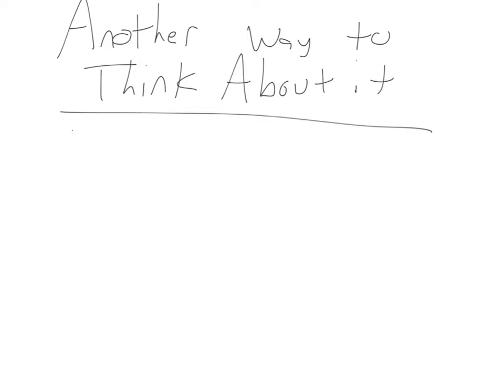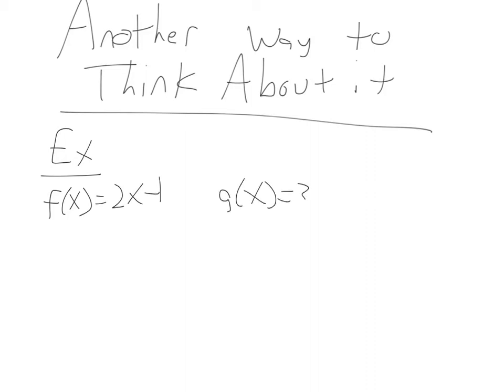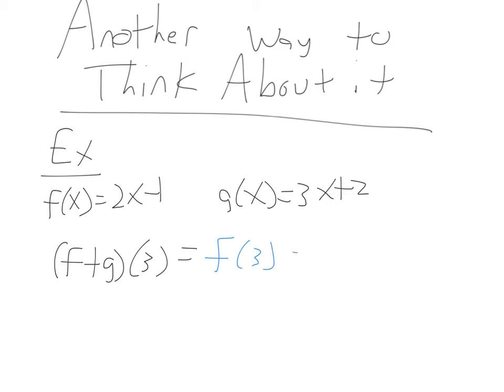Alright, here's another way to think about it. Let me illustrate this with an example. If f of x is equal to 2x minus 1, and g of x is equal to 3x plus 2, I want you to determine f plus g of 3. Now, the other way, besides just finding f plus g first, is you could find f of 3 and add it to g of 3.